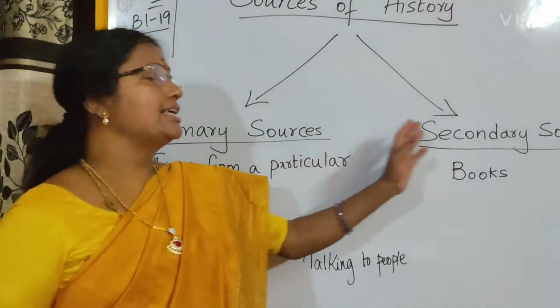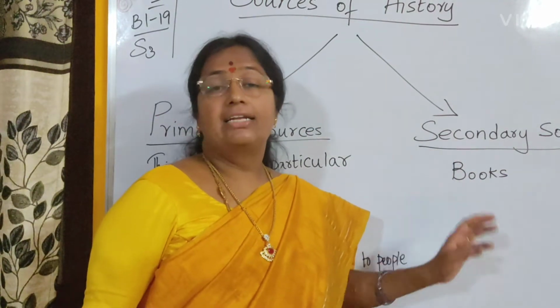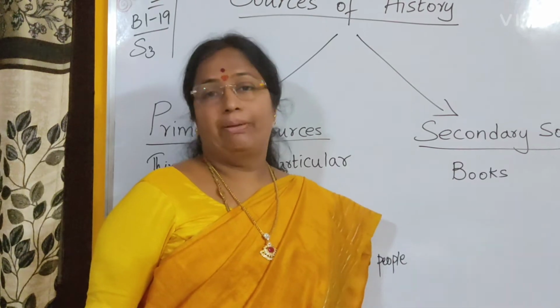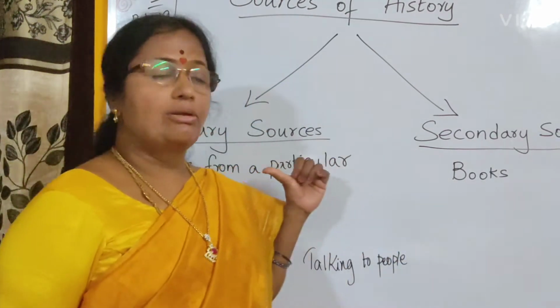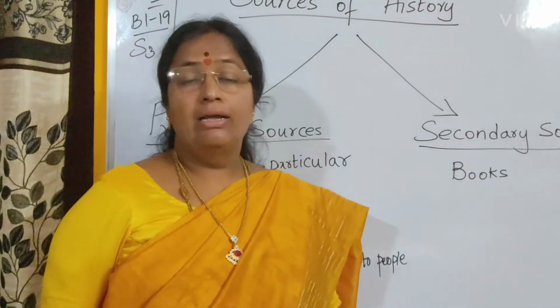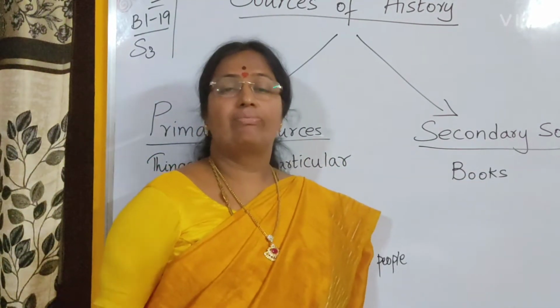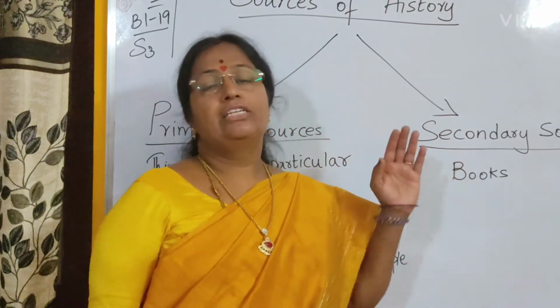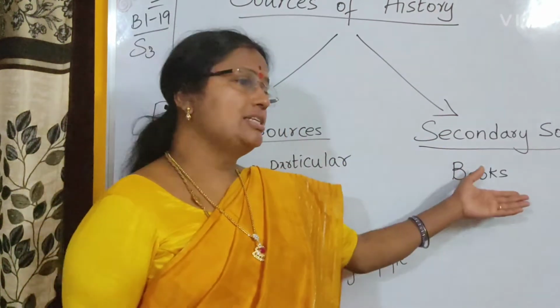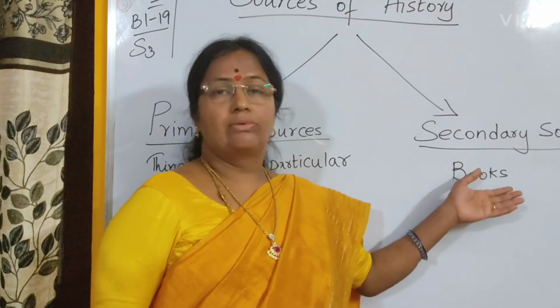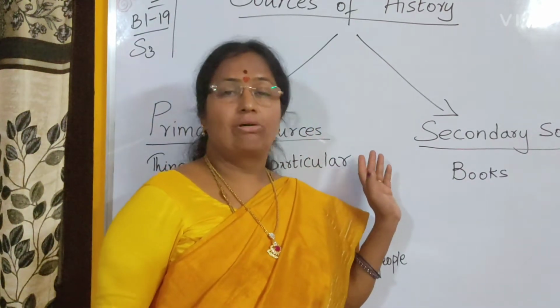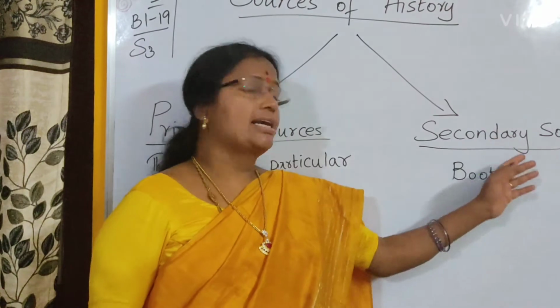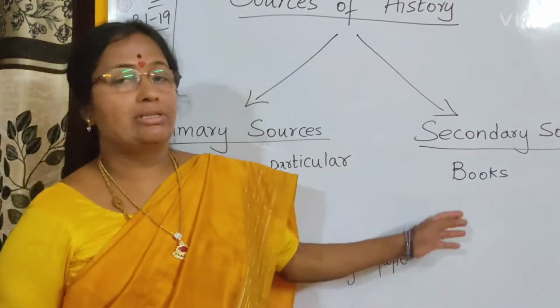And there are secondary sources. Secondary sources are created by people. After looking at the primary sources, after learning about the primary sources, people have written in books the history of people. They have written in the books how these people lived. So these are called secondary sources. Coins and the vessels used by the people, the buildings, all these are primary sources. Secondary sources are the books written about these people.